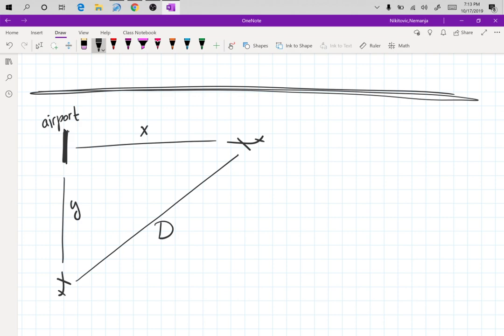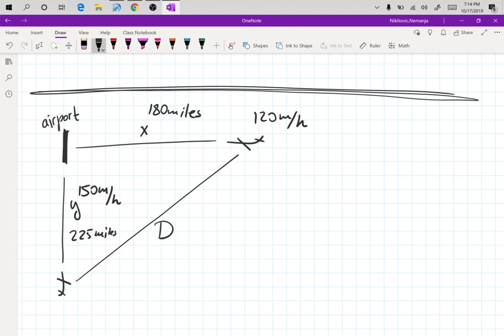So one is flying 120 miles per hour and the other one is flying at 150 miles per hour. One plane is 180 miles away. The other plane is 225 miles away. There we go. We have our information.